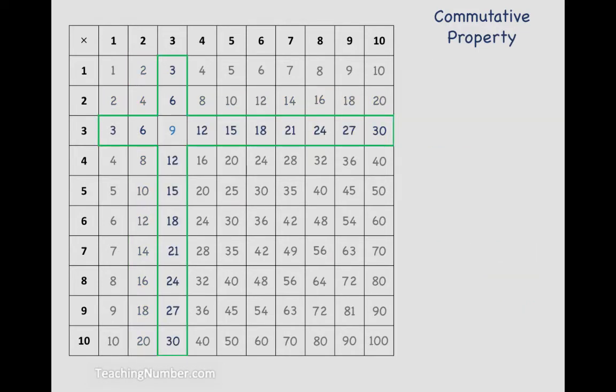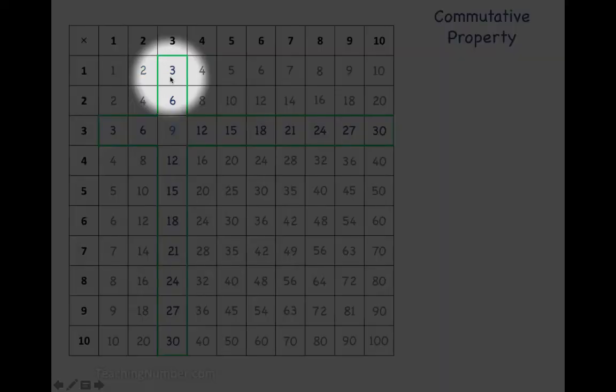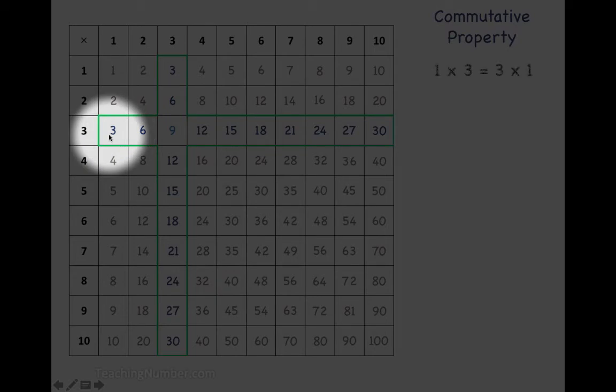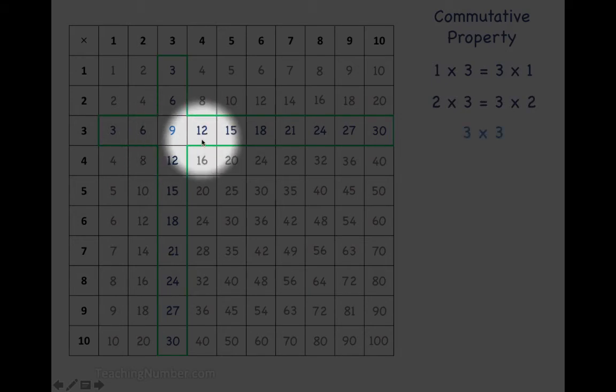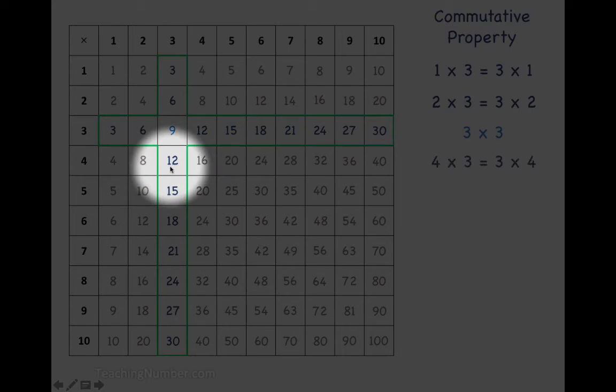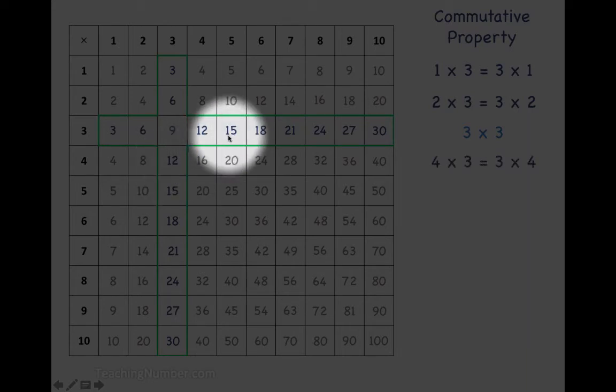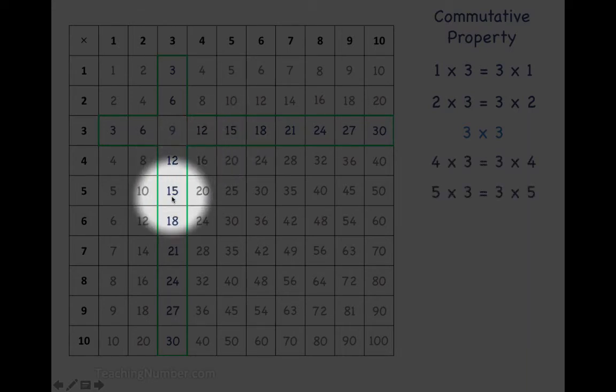Now let's look at a factor of 3. 1 3 makes 3, and so does 3 1s. 2 3s make 6, and so does 3 2s. 3 3s make 9, which is on the diagonal of symmetry. 3 4s make 12, and so does 4 3s. 3 5s make 15, and so does 5 3s.